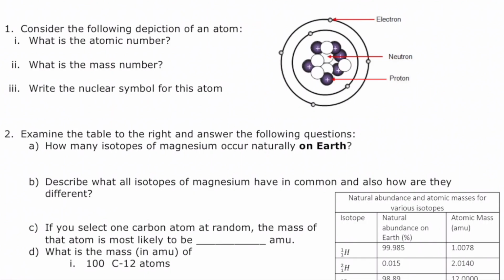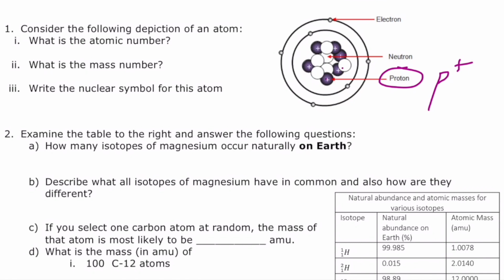So activity 1 says, consider the following depiction of an atom. What is the atomic number? All right, so remember, the atomic number is the number of protons in the nucleus, okay? Protons that are also represented like P plus, like this. So the number of protons in the nucleus, if I count them, I have 1, 2, 3.